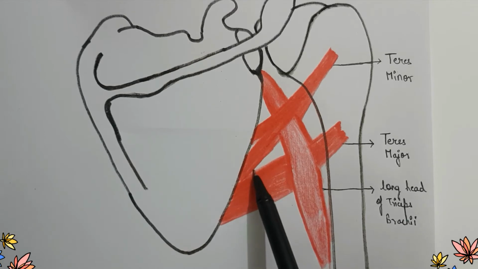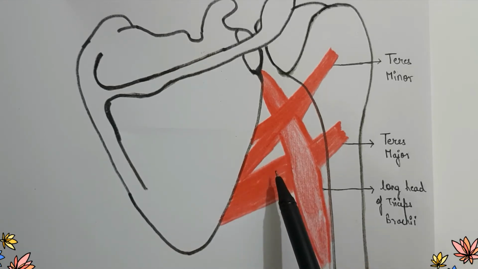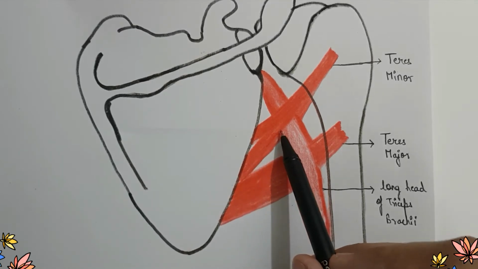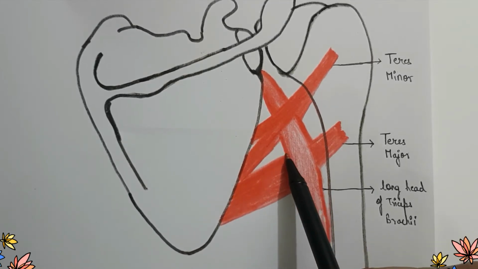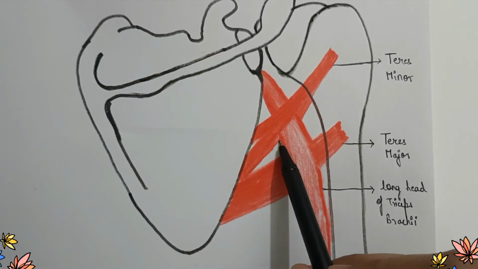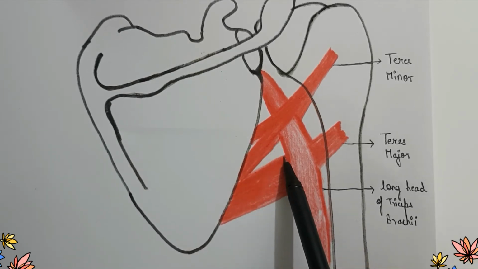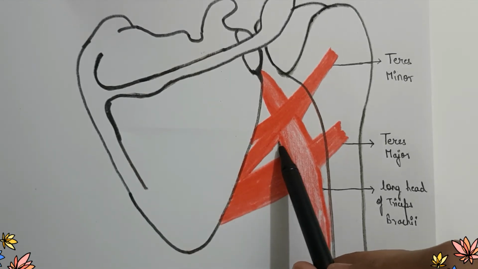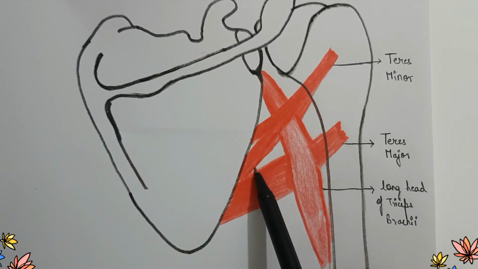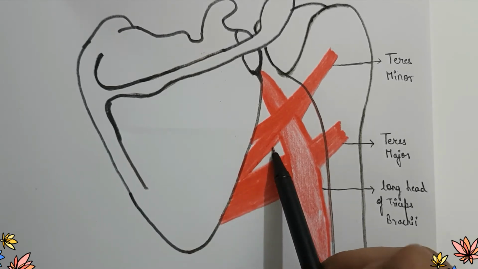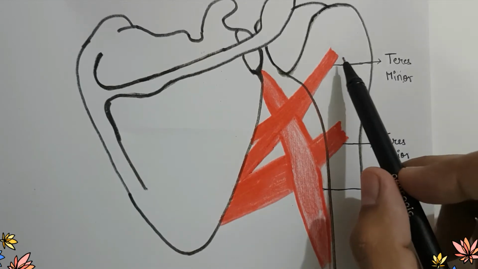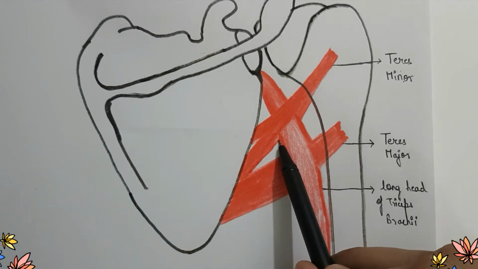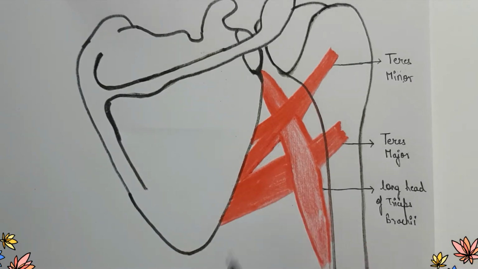Talking about the boundaries of the upper triangular space. As you can see, in the upper triangular space, there is a superior boundary, a lateral boundary, and an inferior boundary. And you could easily see the superior boundary of the upper triangular space is formed by the lower border of the teres minor muscle, that is this one. This is the superior boundary formed by the lower border of the teres minor muscle.